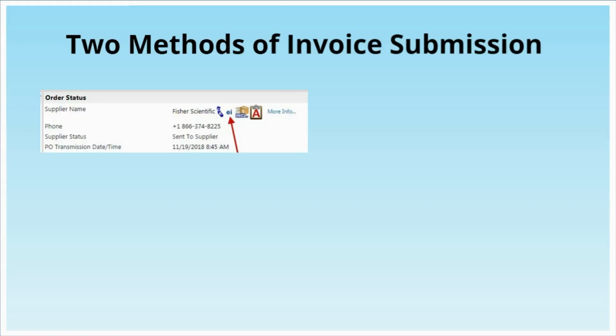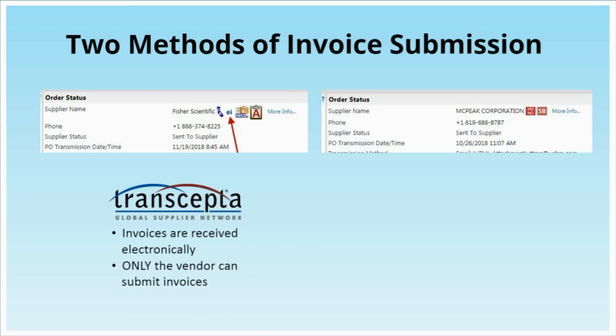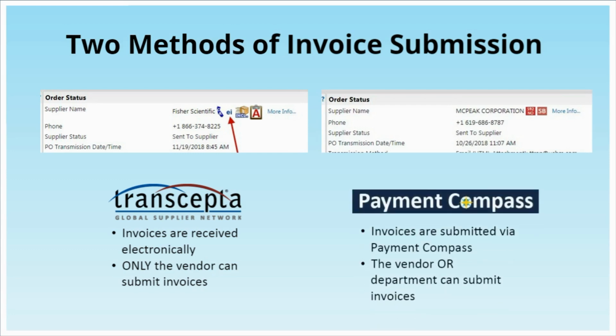If they're an electronically invoiced supplier, UC San Diego receives their invoice data electronically when the vendor submits their invoice to Transepta, our third-party invoicing partner. If they are not an EI supplier, then invoices are uploaded to Payment Compass by either yourself or the vendor.